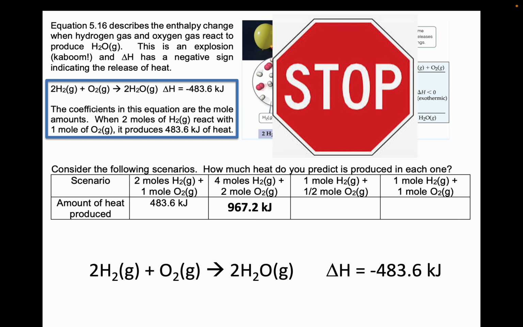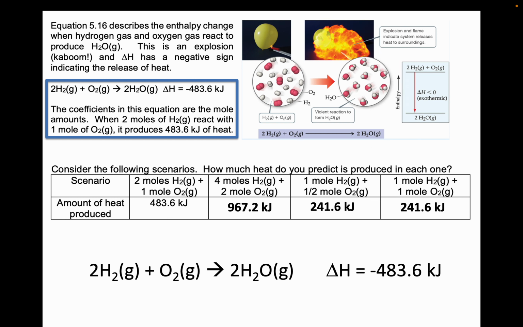Take a second, see if you can work with your classmate. Compare your work for the next 2 boxes. What I see in the third box over, the coefficients are half as much as what was provided with the balanced chemical equation. So the enthalpy change, the amount of heat produced, would be half as much.